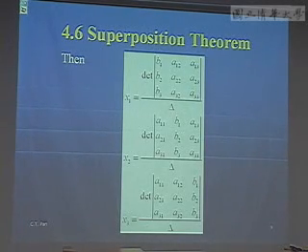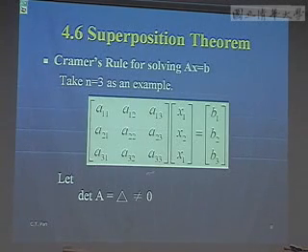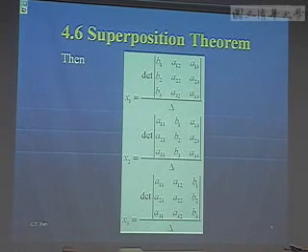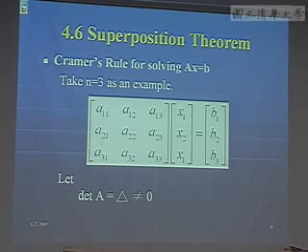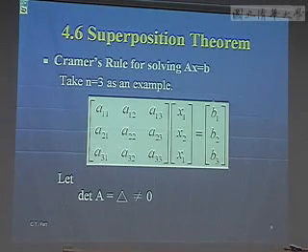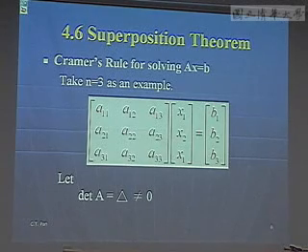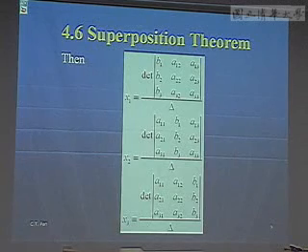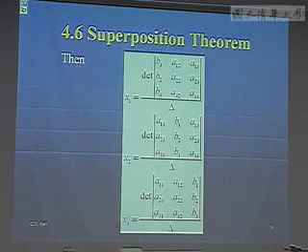So the denominator is the determinant of the A matrix. And for x1, you can replace the first column of the A matrix with this given vector. And similarly for x2, x3, like this. Okay, so this is Cramer's rule. So are there any questions?